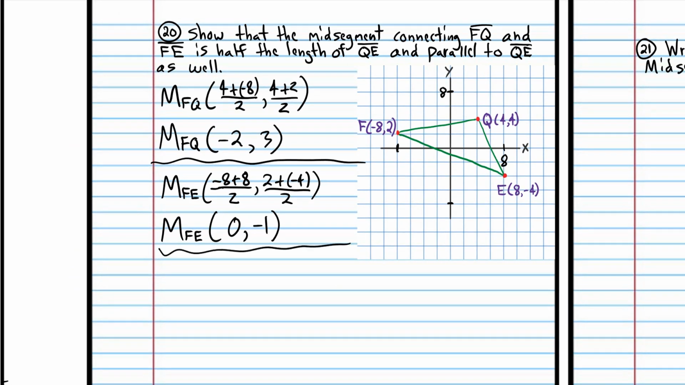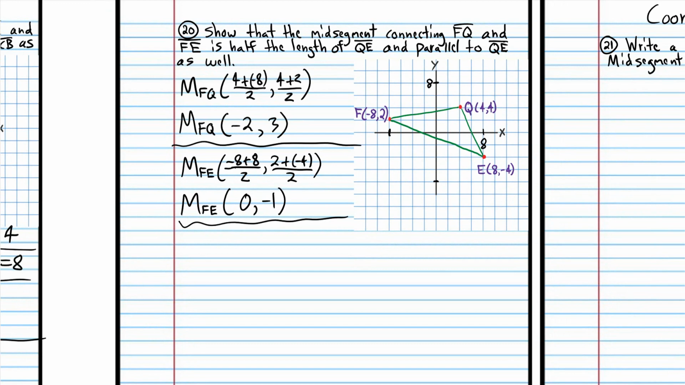So now we have those two midpoints. And now we have to find the distance between those midpoints. That'll give us the length of the midsegment. So we're using these 2 points. I'm going to use FE as point 2. So we have 0 minus -2.